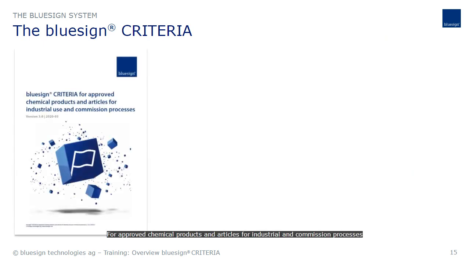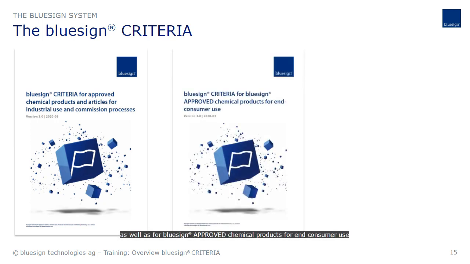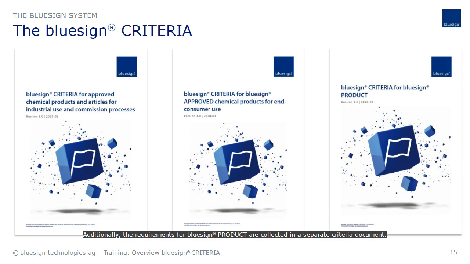For approved chemical products and articles for industrial and commission processes, as well as for Bluesign approved chemical products for end consumer use, for example care products and their specific application situation at the consumer, specific additional requirements are defined in the respective criteria. Additionally, the requirements for Bluesign product are collected in a separate criteria document. So brands have to work with a detailed bill of materials and safeguard non-Bluesign approved components by an additional RSL approach including testing.